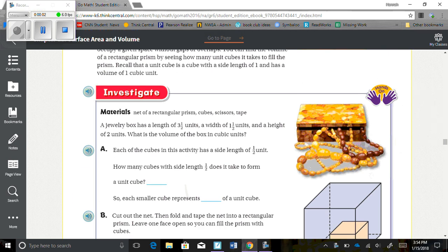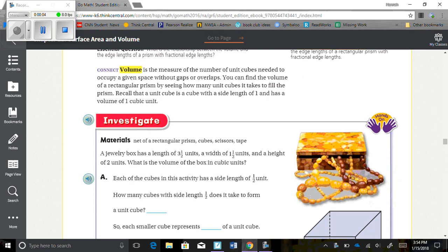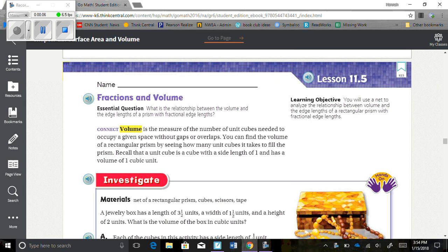Okay, today we're going to be looking at lesson 5 of chapter 11, which is fractions and volume. Our learning objective is you will use a net to analyze the relationship between the volume and the edge lengths of a rectangular prism with fractional edge lengths. Our central question is, what is the relationship between the volume and the edge lengths of a prism with fractional edge lengths?